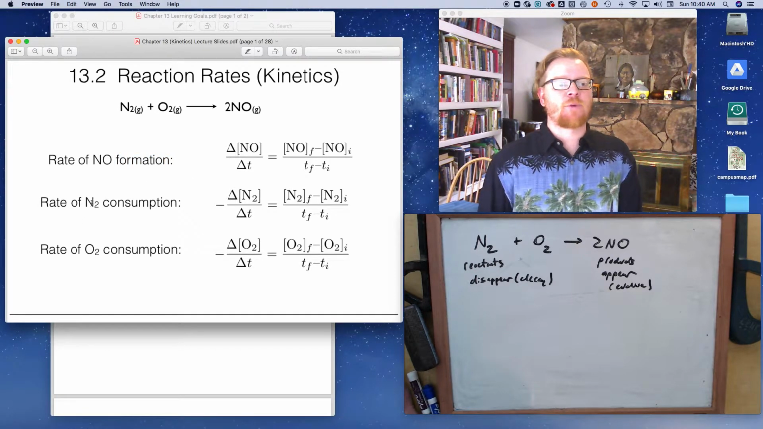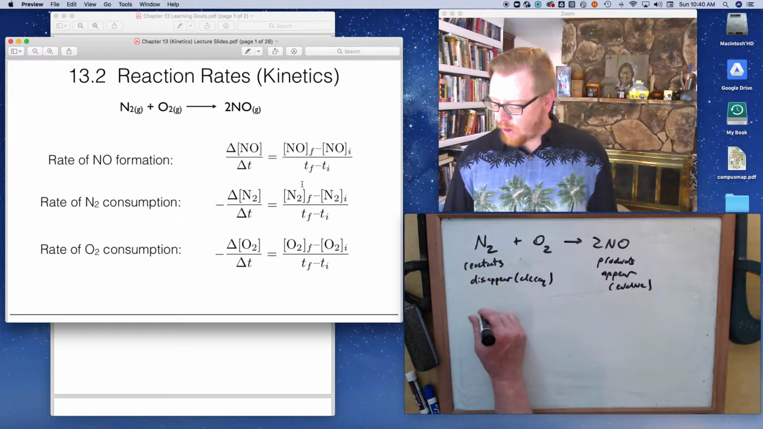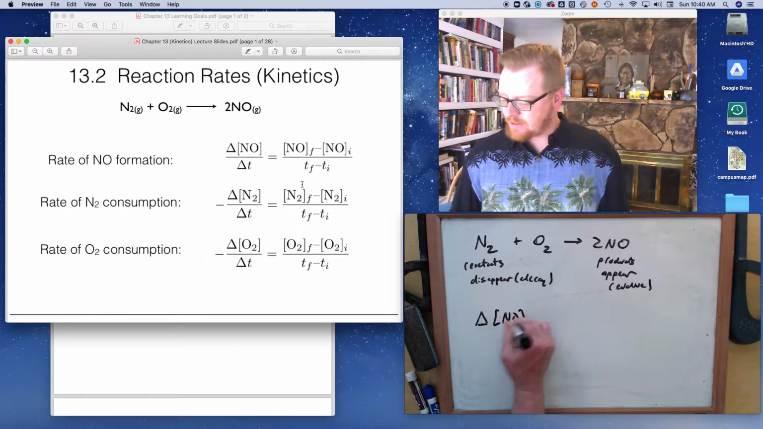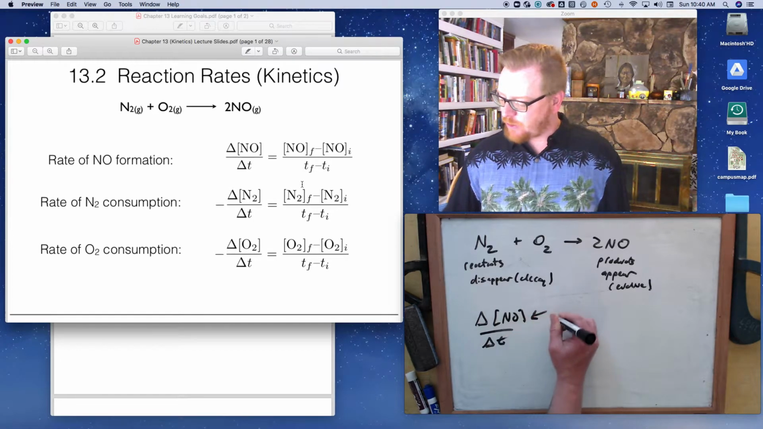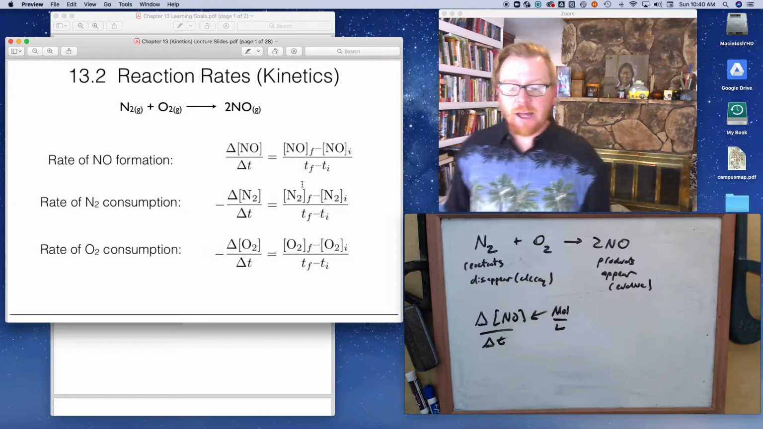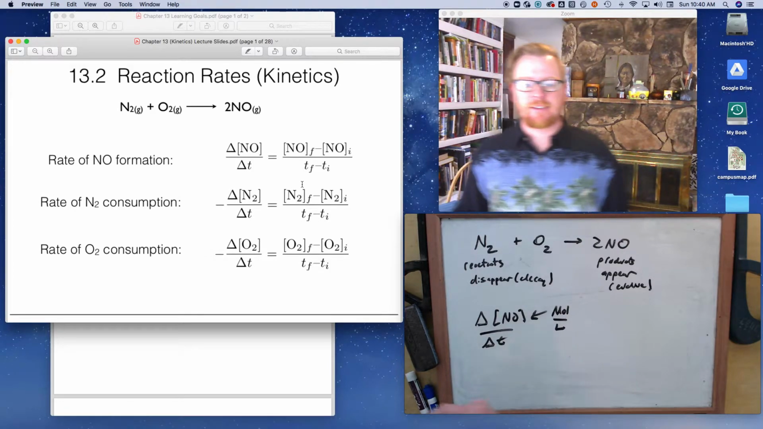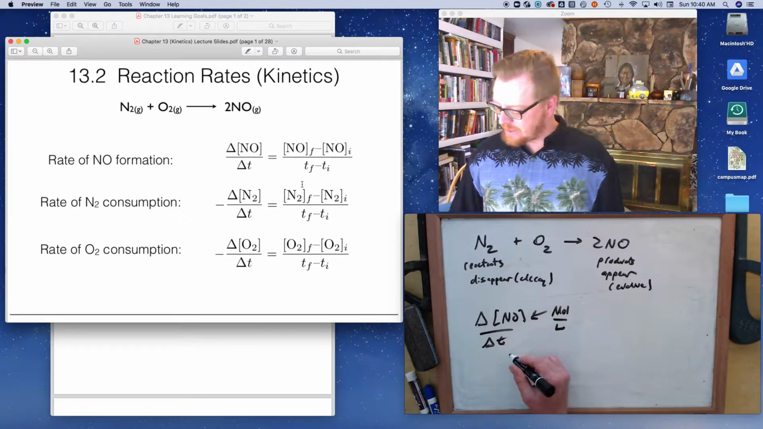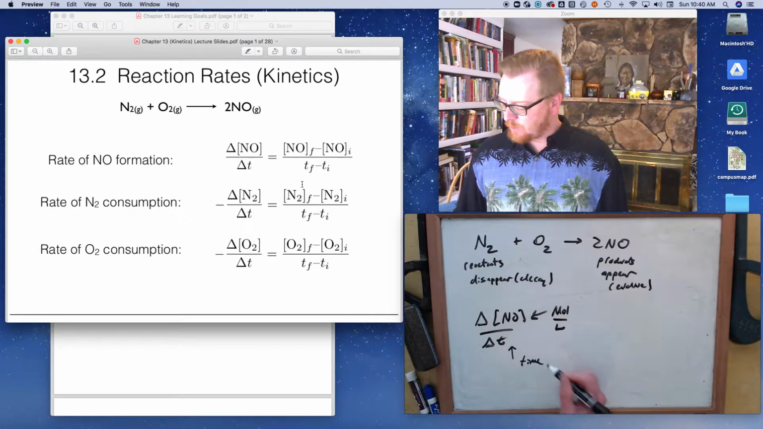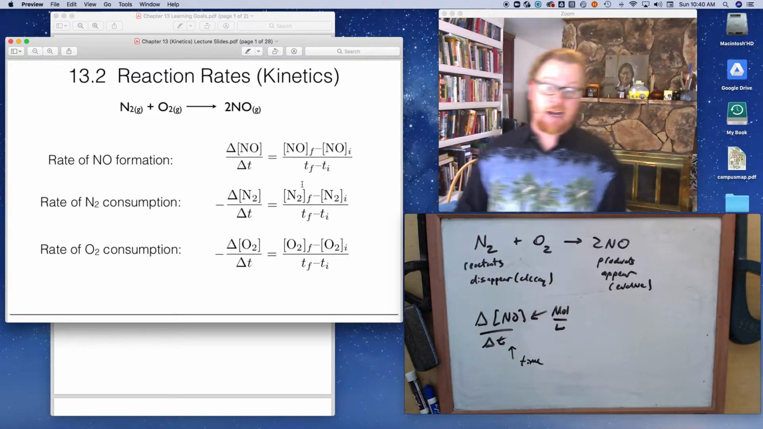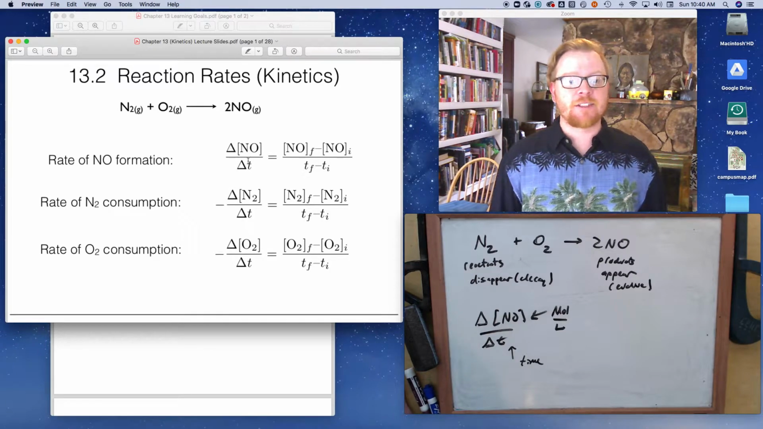So if we were to look at the rate of NO formation, or NO evolution, and if we were to compare that to the rate of N2 consumption and O2 consumption, or O2 and N2 decay, right? We have this delta[NO] over delta t, okay? And recall the brackets still mean concentration in molarity, okay? So we're still dealing with brackets here. And then this delta t is related to the change in time, okay? And so you can see there's deltas there, and remember that delta is final minus initial.